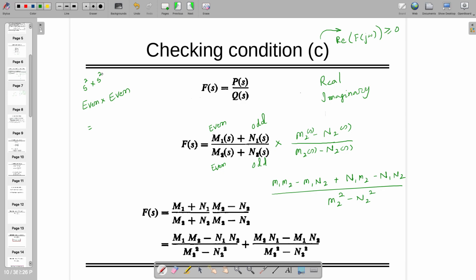It will not give me imaginary, because minus omega square multiplied by minus omega square will give me omega raised to 4. So it's a real entry. So even multiplied by even is going to give me a real entry. If I am multiplying odd with odd, what am I going to get? Real entry or imaginary? Real, right?